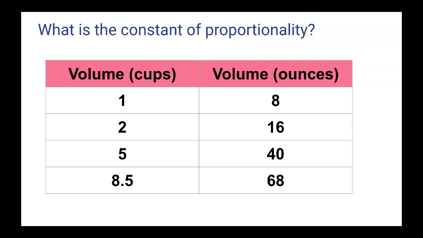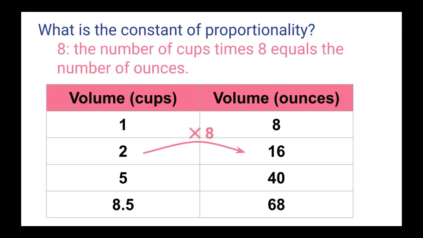Using that information in your table, what is the constant of proportionality? So remember that this constant of proportionality tells you the relationship between these variables. What do you multiply the numbers in the first column by to get those values in the second column? Right, I hope you determined it was 8, because the number of cups times 8 equals the number of ounces. You can always divide to get that constant of proportionality.